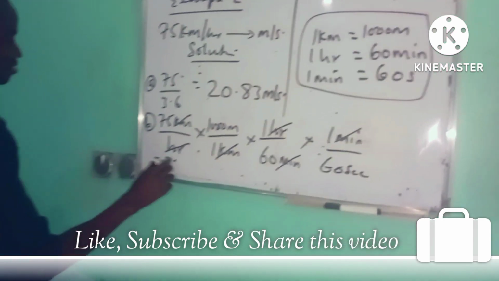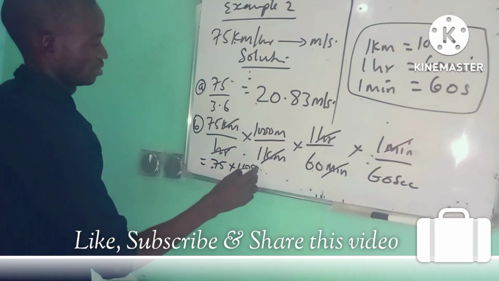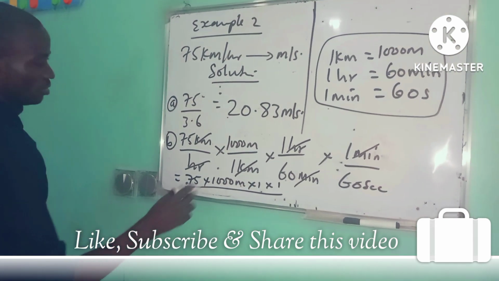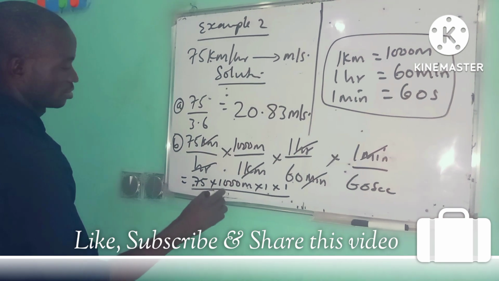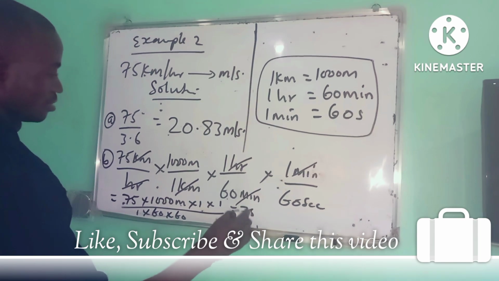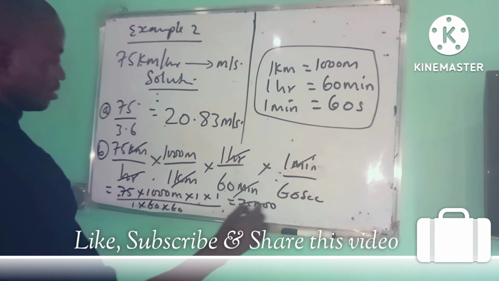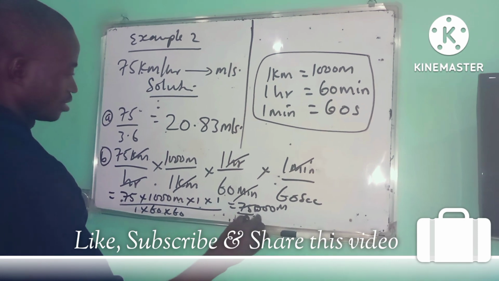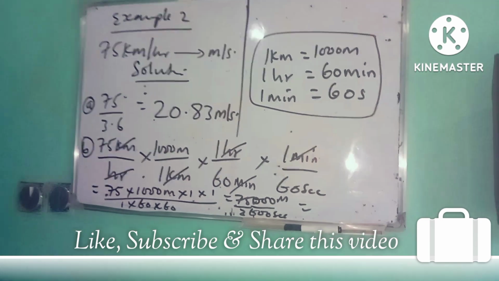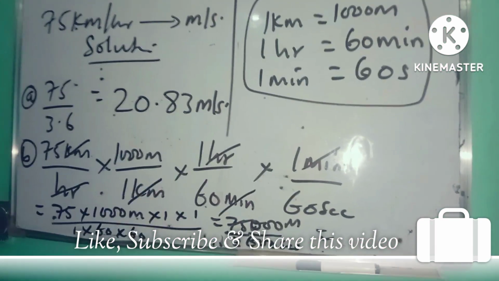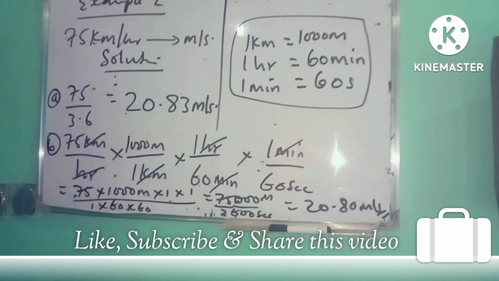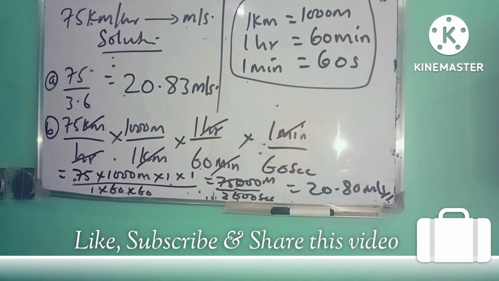So we have 75 times 1000 meter times 1 times 1 upon 1 times 60 times 60. We finally have 75,000 meter upon 3600 seconds. That will give us, once you do your mathematics, 20.83 meter per second. So you can see that it's corresponding with the first method.